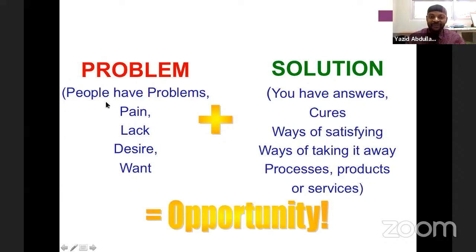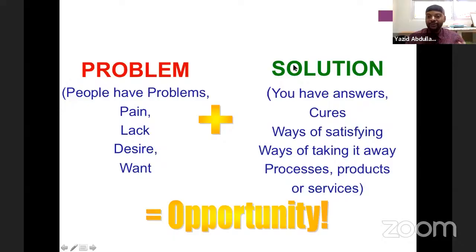Al-Huffaz identified problems in that many people want to find educators. They want to find Arabic teachers or Quran teachers, but they don't know how to find them. That's a problem. Solution, they came up with a website that allows you to book Quran teachers and Arabic teachers. And if you can create a solution to a problem, you have an opportunity for doing a startup. This is how startups are created.